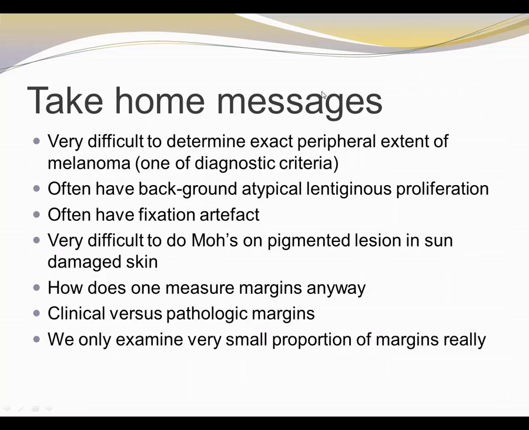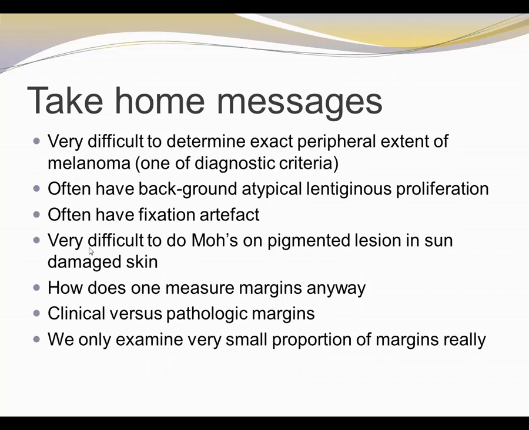So the take-home messages of this case are that it's very difficult to determine the exact peripheral extent of melanomas. And in fact, that's one of the diagnostic criteria for melanoma. One of the criteria is that the edges of the lesion peter out. And in these cases, you can often have a background atypical lentiginous proliferation, as in this case, and it's really difficult to determine which is the melanoma and which is just a background lentiginous proliferation. The other issue, which I didn't mention, is that with fixation, sometimes melanocytes can look a bit prominent and atypical, and you do have to take this into account when you're looking at the slide.